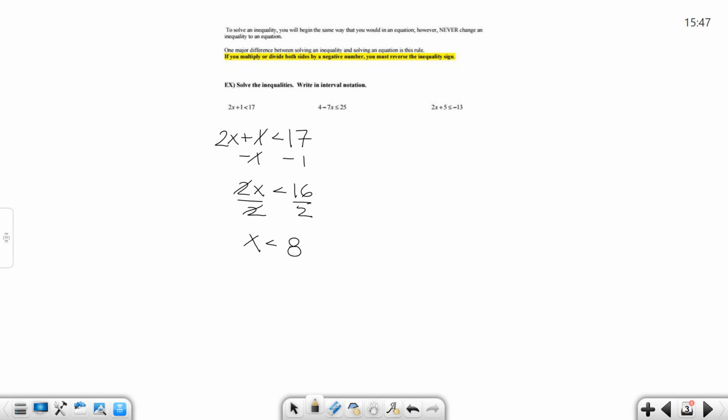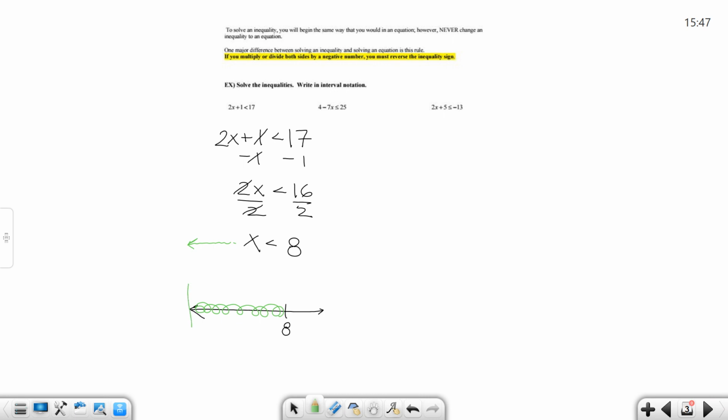Now, that answer is great, but that's not how it's going to look on your test. So you have to find 8 on your number line. I just estimate it, and you have to shade. So you'll see it's pointing towards this direction. See how the inequality is pointing towards the green arrow? That's the way you're going to shade.